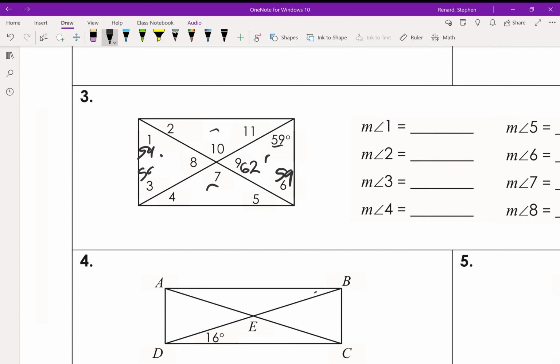59, 59, 62. Because it's a rectangle, we also know that all of the corners are right angles. So 90 minus 59 is going to give me 31, 31, 31, 31, and that gives us in the middle 118. Fill those in.